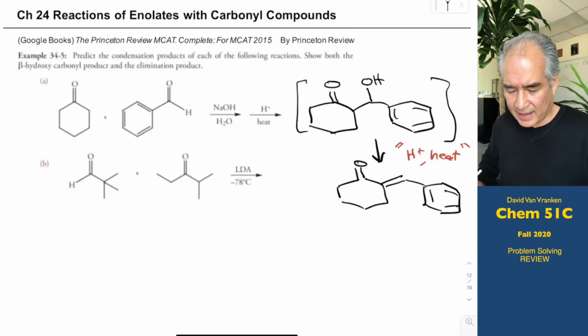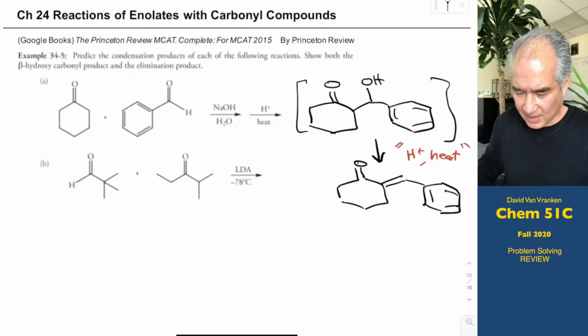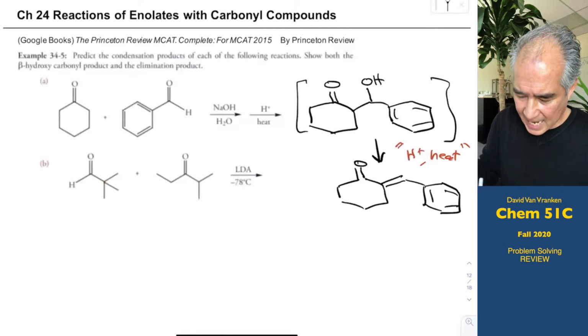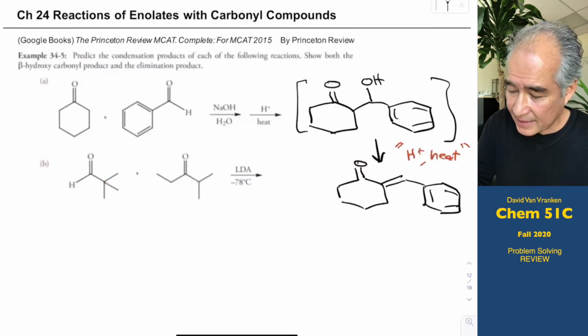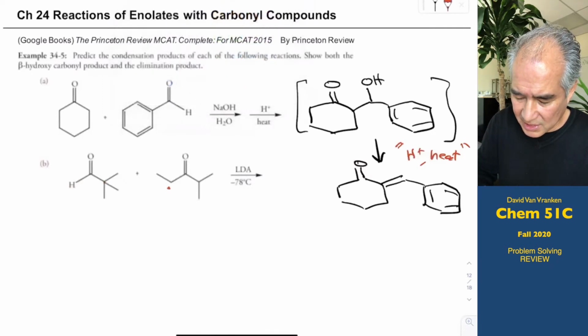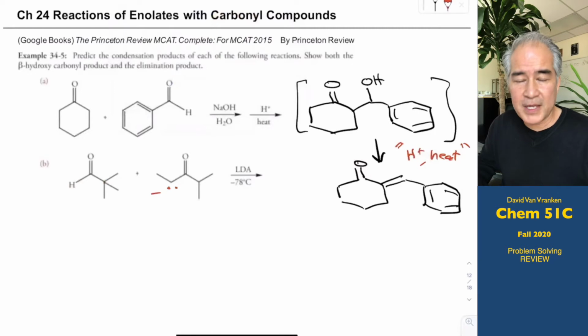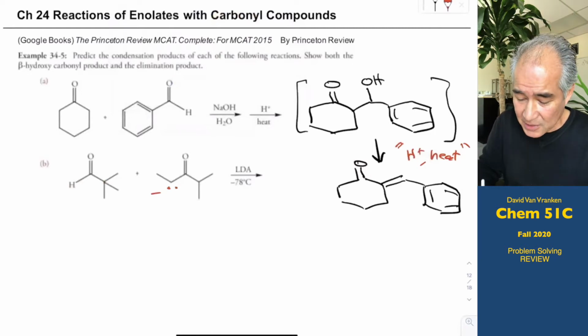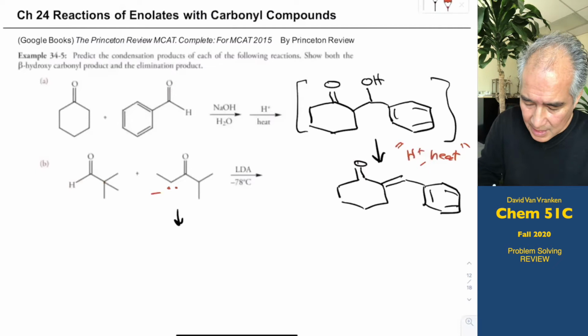You wouldn't run it the way they drew it here, where you mix everything together and add LDA. So you're clearly going to generate an enolate on the less substituted side. That's what we learned about in this class. So let me go ahead and just sketch that in. Here's where you're going to form the enolate using the LDA, and that's going to react with the aldehyde, and it's going to form a bond. Let me go ahead and draw the arrow pushing for that.